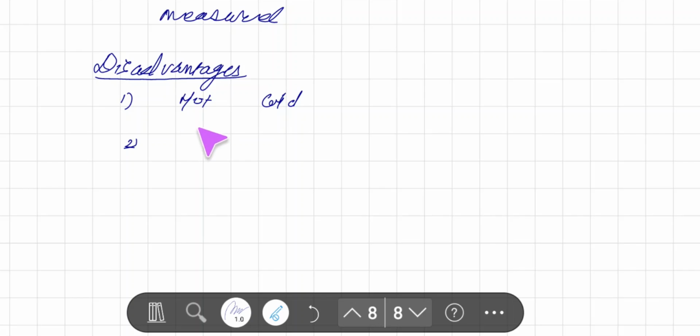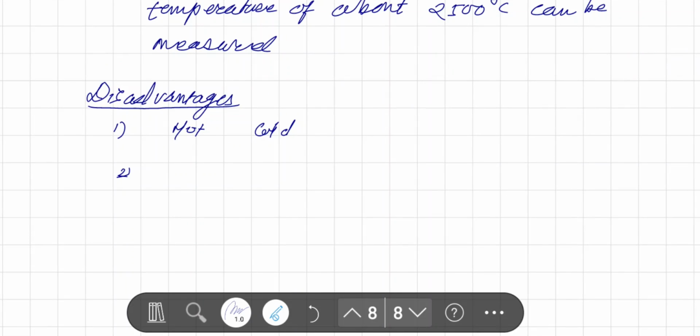And next, the relationship between process temperature and thermocouple signal is not linear. So here that non-linearity, or problem in linear relationship, creates a problem. So that is another disadvantage of the thermocouple.